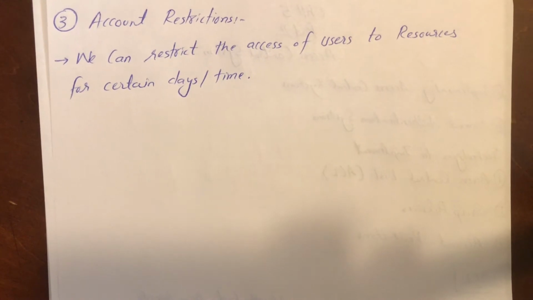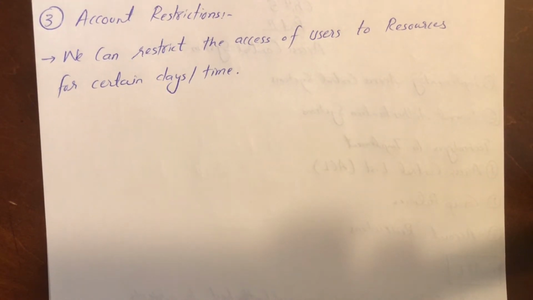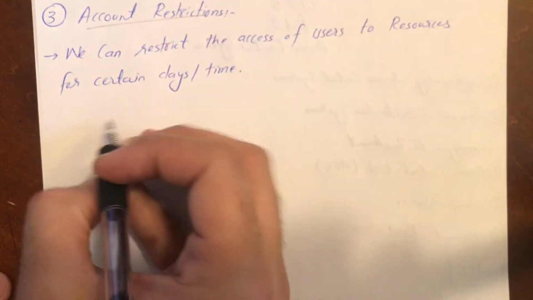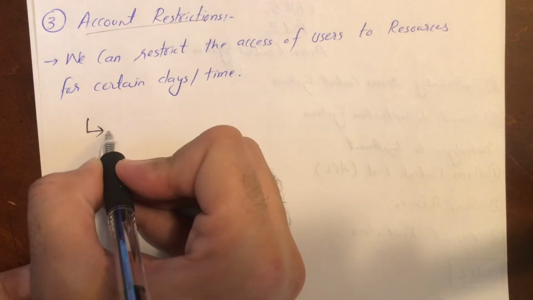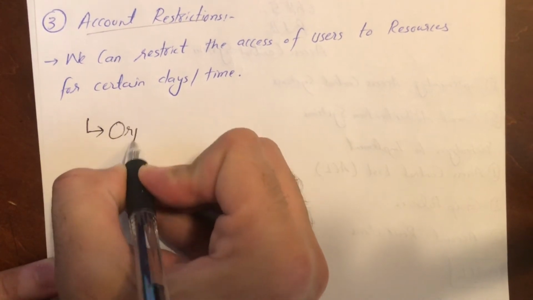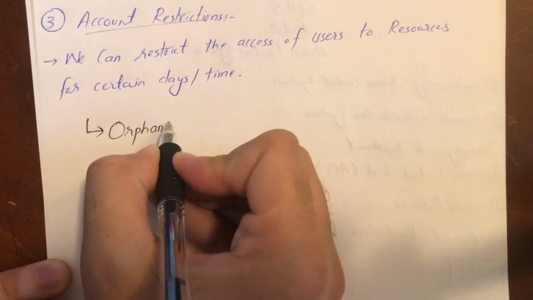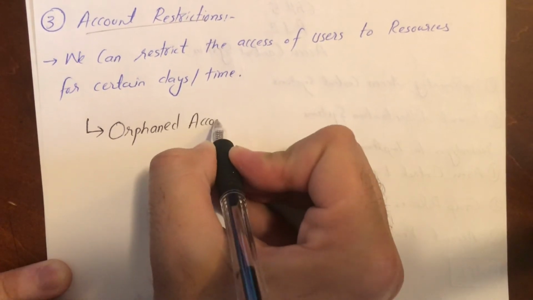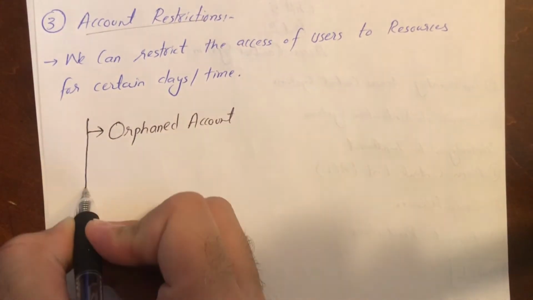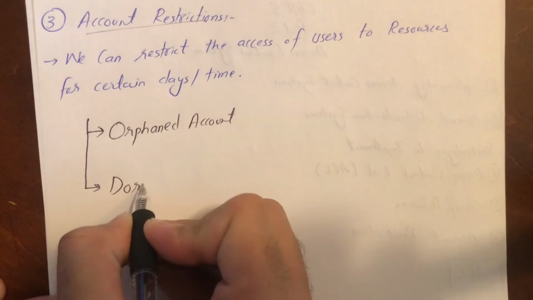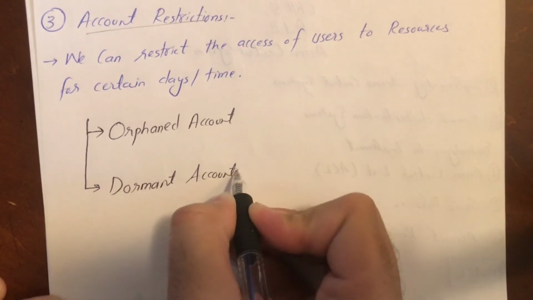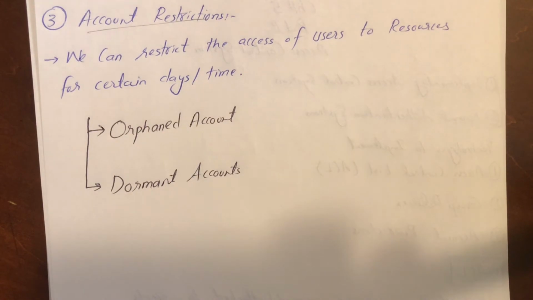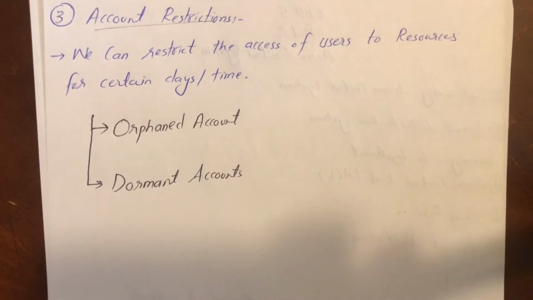If you see the PowerPoint slide, you can see some graphical representation of that as well. Another very important thing under account restrictions is that there are two types of accounts. One is called orphan accounts. Another type is called dormant accounts. These are the two types of accounts that a security administrator really has to take care of.